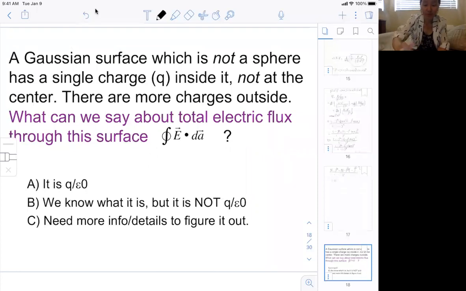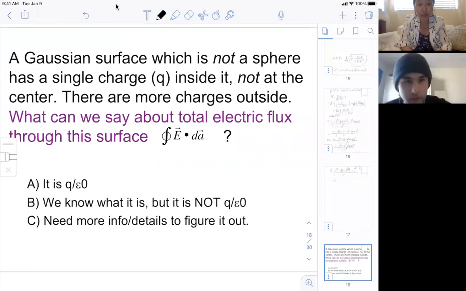Good morning, everybody. Today we will continue to talk about Gauss's law and use Gauss's law to solve some problems. We may have time to just touch on the electric potential, but we will spend most of our next class on the electric potential.